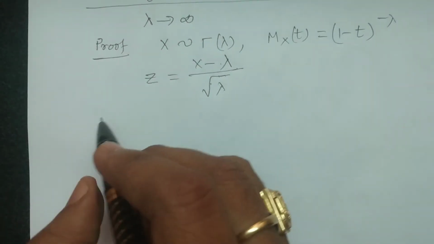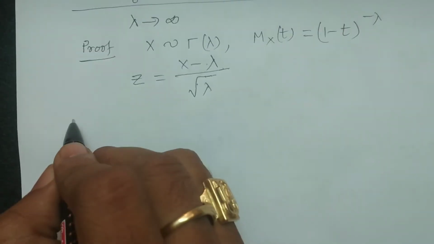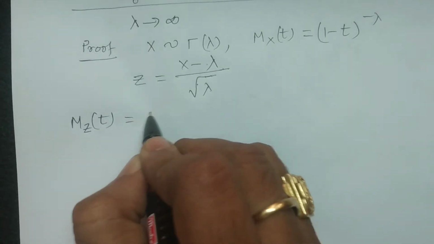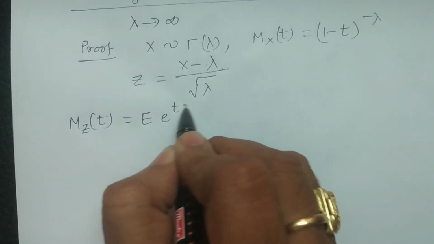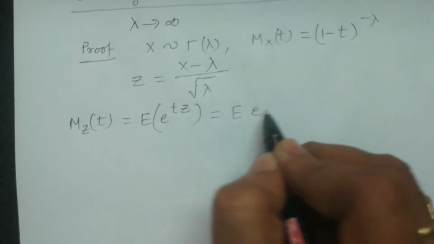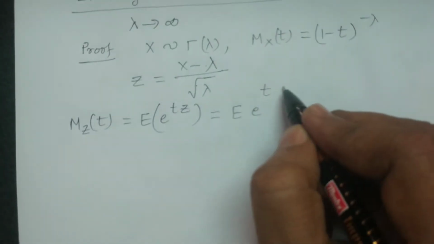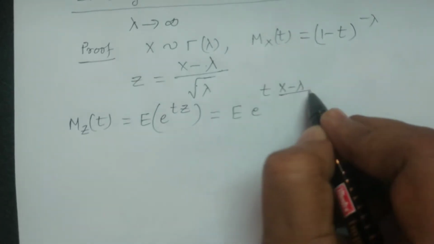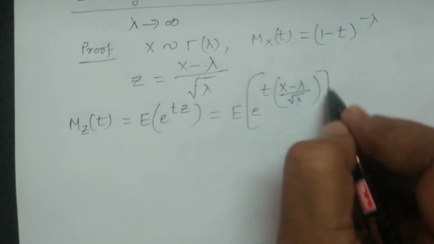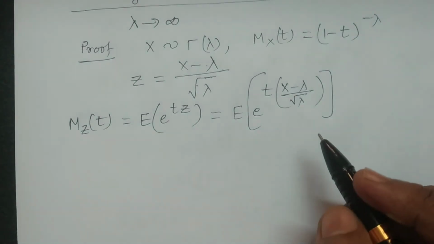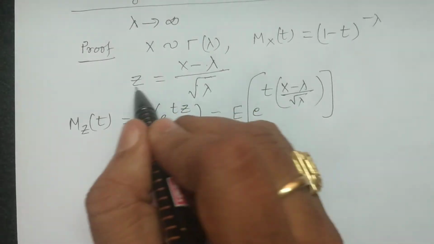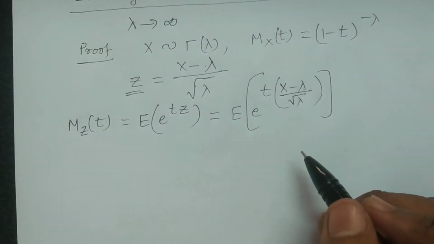Here I am considering the moment generating function M_Z(t), which is equal to the expectation of e^(tZ). So it is the expectation of e^(t(X - lambda)/root lambda). This is the moment generating function we have to consider for the standard gamma variate.